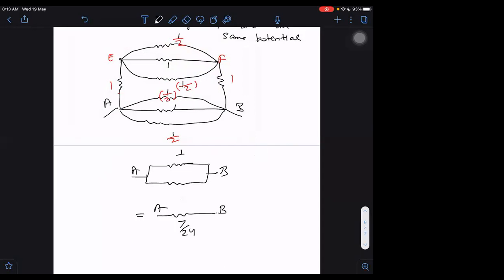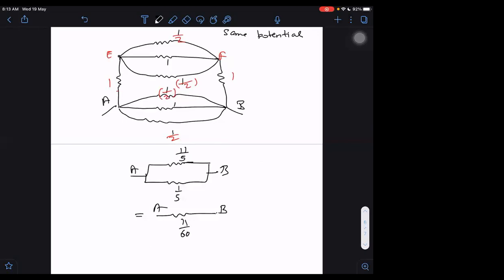Yes, sir. 1 by 5 plus 2 will be 11 by 5, sir. And below is 1 by 5. Then overall it is 11 by 60, sir. 11 by 60. Yes, that is the answer.